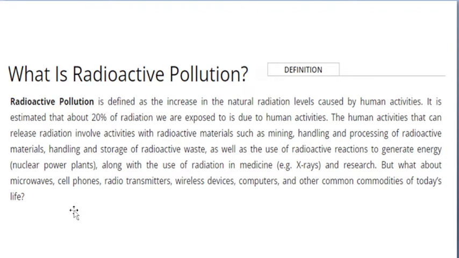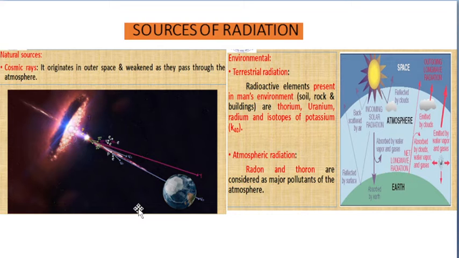But what about microwaves, cell phones, radio transmitters, wireless devices, computers, and other common commodities of today's life? You will be astonished that a great quantity of radiation is also released from these home appliances. So sources of radiation are different. We have natural sources, environmental sources, and man-made sources. The natural source is in space: cosmic rays.